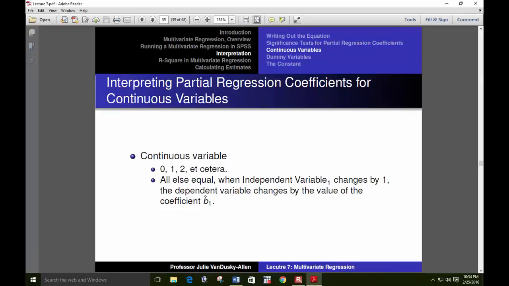The substantive impact of the independent variable on the dependent variable depends on what type of variable it is. Up until this point, I have shown you how to interpret regression coefficients for continuous variables. A continuous variable is simply a variable that can take on multiple values, such as 0, 1, 2, etc. So to interpret the substantive impact that a continuous variable has on a dependent variable in a multivariate regression, you write, all else equal, when independent variable 1 changes by 1, the dependent variable changes by the value of the coefficient B hat 1.